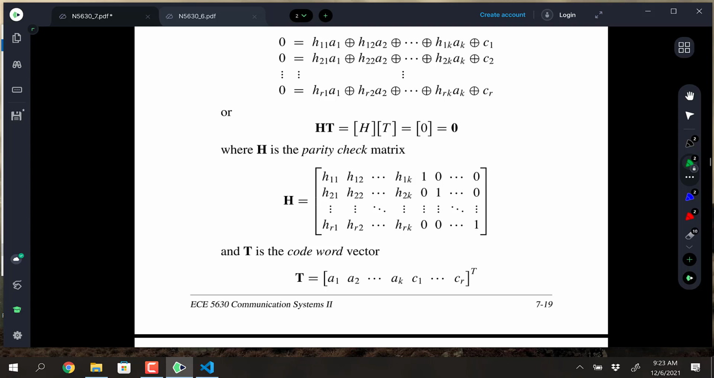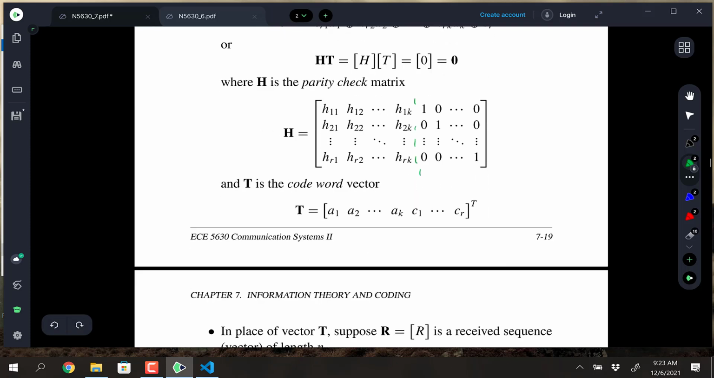So that's the definition used in block coding. That's what H is. The code words, and then the parity check part is the identity matrix. So there's a partitioning right down here. And then if you get a particular code word vector, T, that will contain all the source bits, A1 through AK, and then it will contain the parity check bits, C1 through CR.